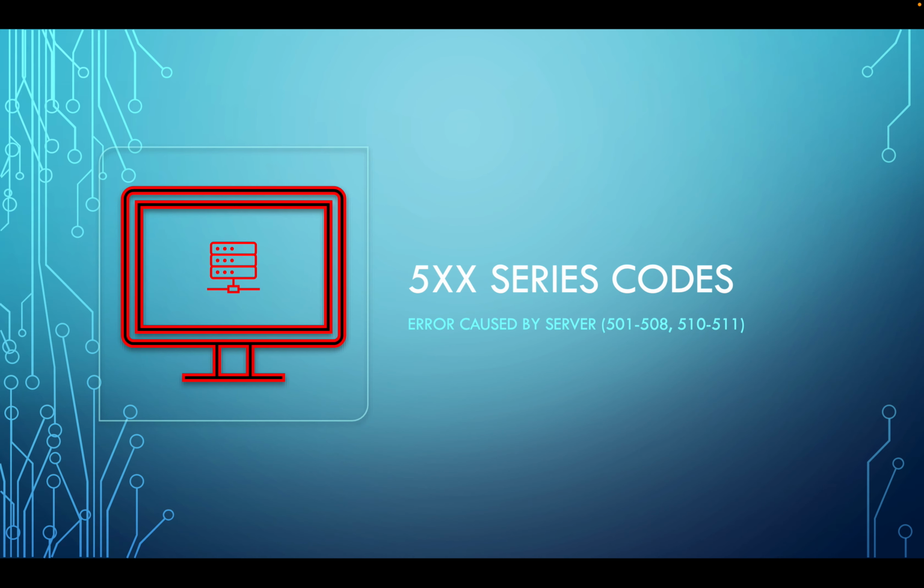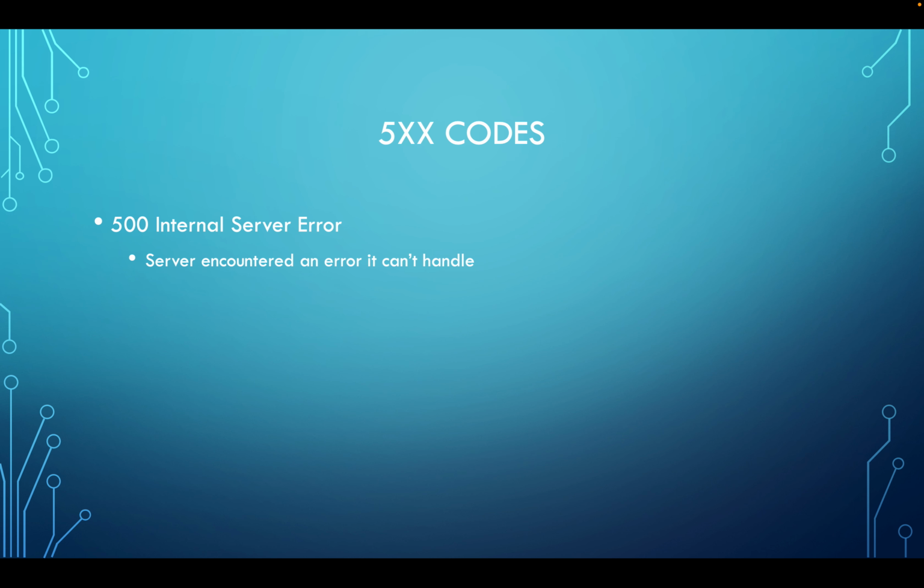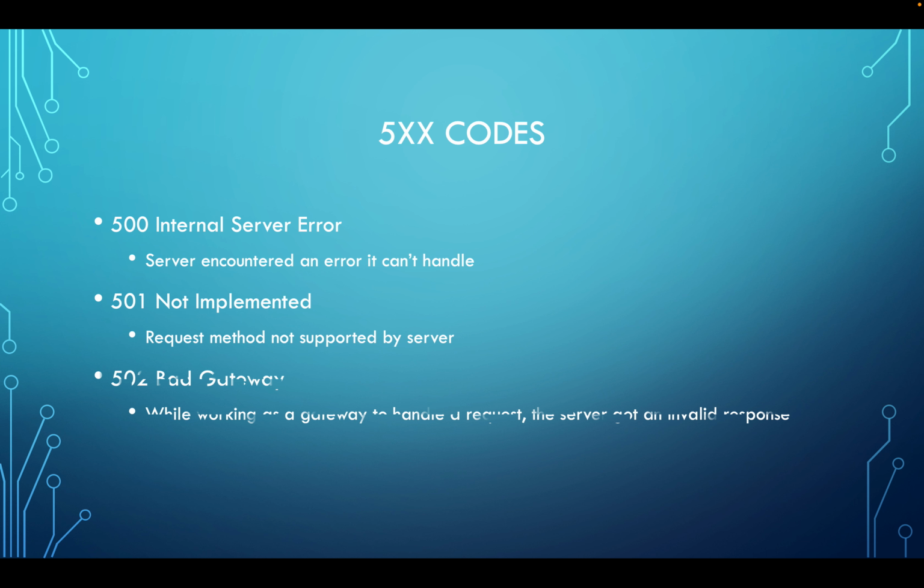5xx series codes are basically the errors caused by the server. And there's the 500 internal server error. It's a generic error code. It means the server encountered an error it can't handle. And 501 is not implemented, which means the request method isn't supported by the server.